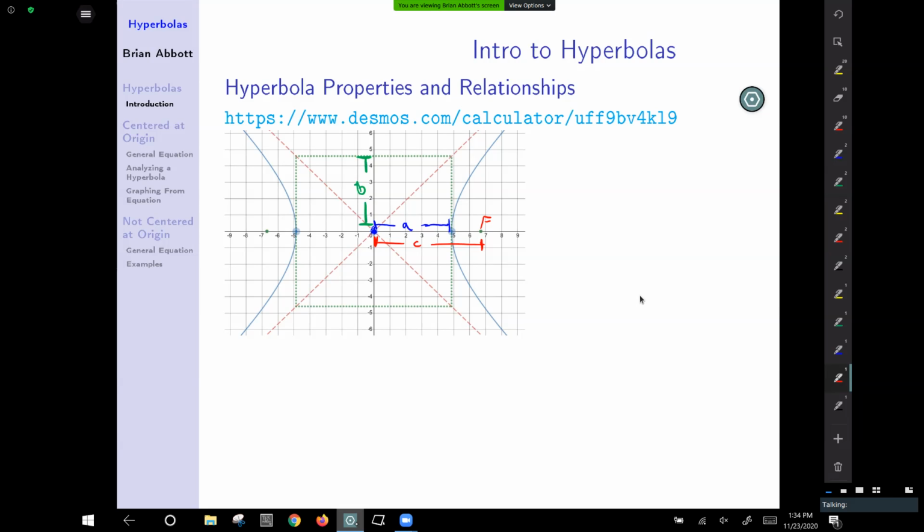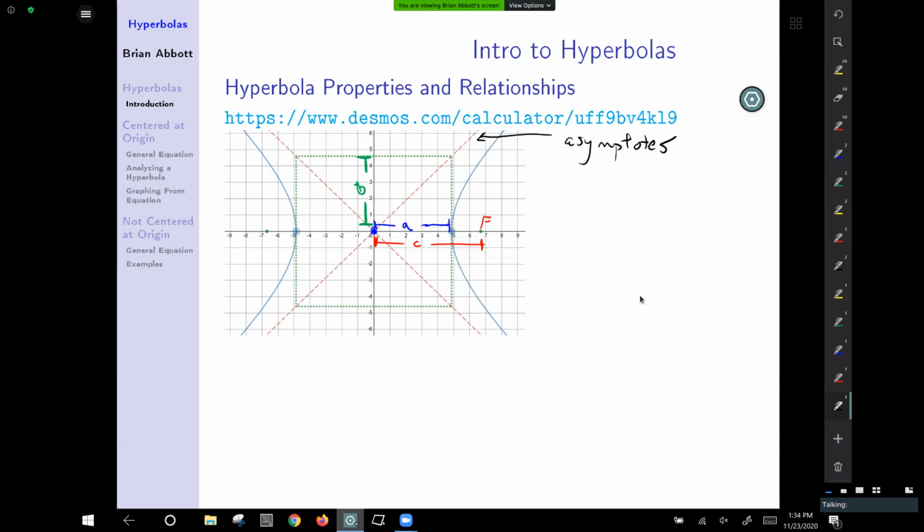What else do we have in this picture? I said it, but I didn't label it: we've got these two diagonal lines that go through this box, which define the hyperbola, and the curve of the hyperbola approaches these. These are asymptotes. And if you know those asymptotes and the focus and the vertex and the center, you know quite a bit about your hyperbola.